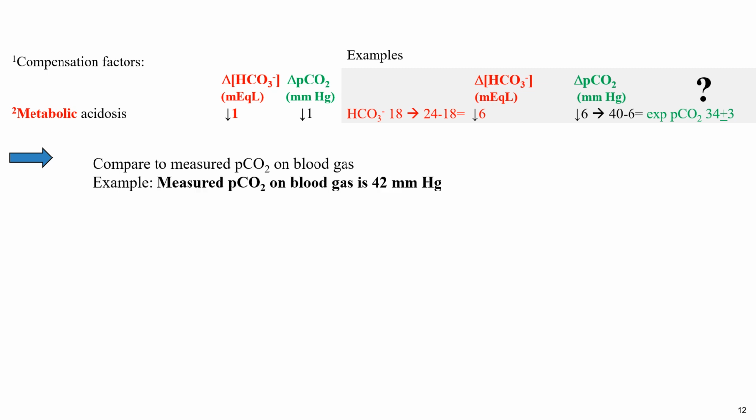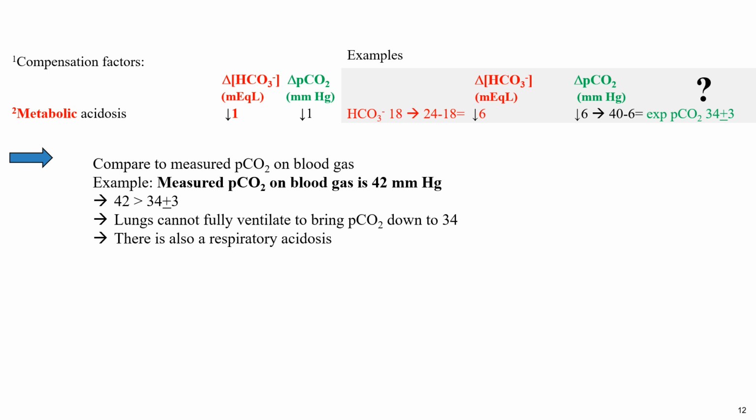Example, let's say the measured PCO2 is 42 for our current example of metabolic acidosis, where the serum bicarbonate is 18 and the expected PCO2 is 34 plus or minus 3. 42 is greater than our expected value of 34 plus or minus 3. So we can deduce that the lungs cannot fully ventilate to bring the PCO2 down to our expectation. This means there is also a problem with the lungs, or there is also a concurrent respiratory acidosis.